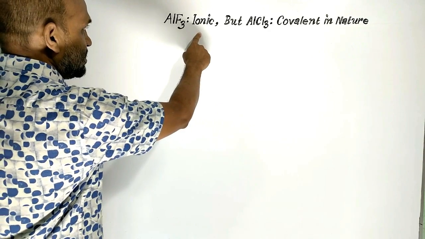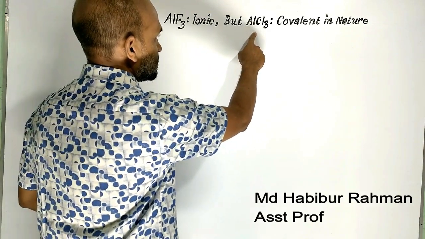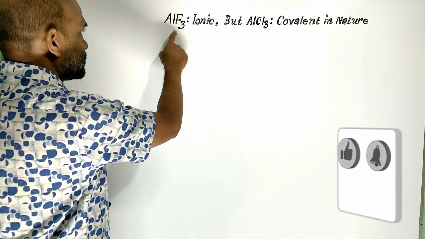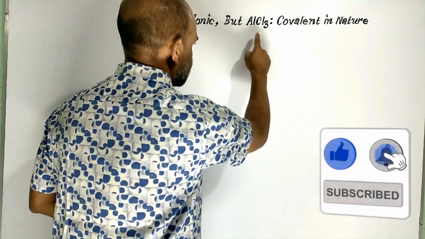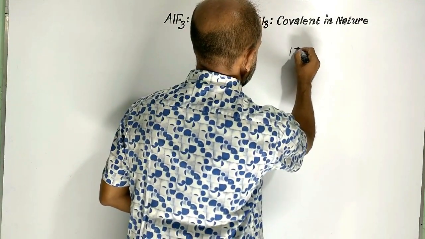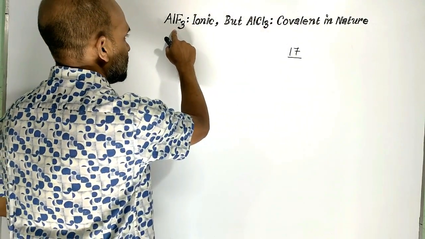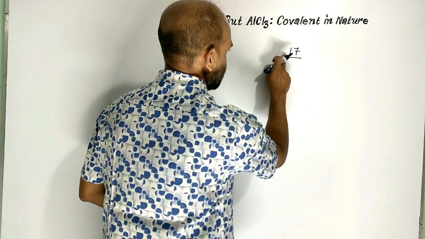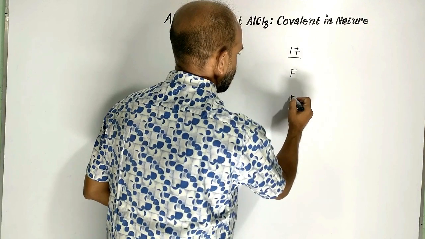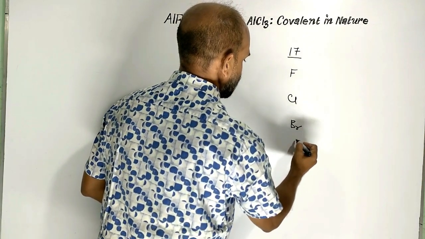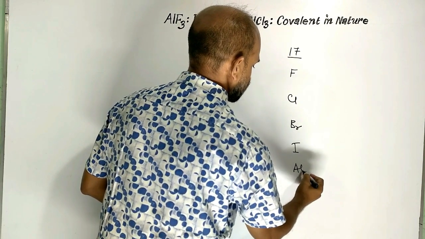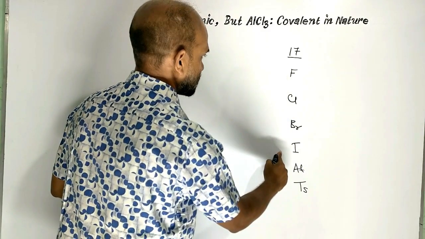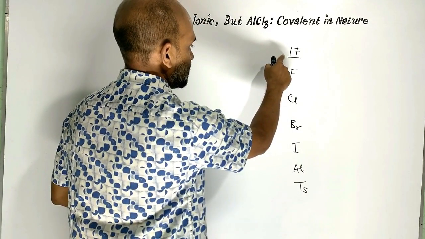Aluminum fluoride is ionic in nature, but aluminum chloride is covalent in nature. Why? First of all, let us see the position of fluorine and chlorine in the periodic table. Fluorine and chlorine, that means halogens, belong to column 17 in the periodic table: fluorine, chlorine, bromine, iodine, astatine, and finally tennessine.